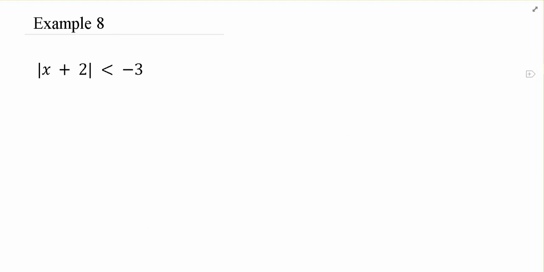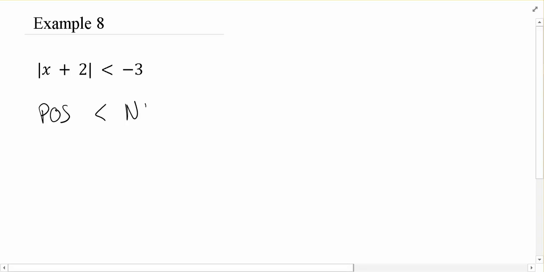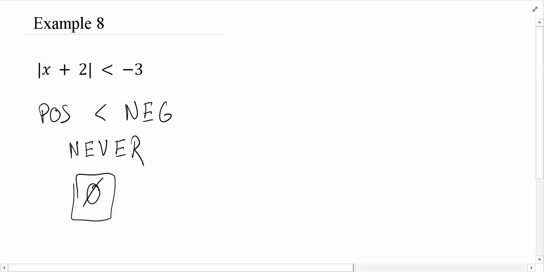Now, something similar happens if we have an absolute value less than a negative. Again, we have two separate approaches. We can take the common sense approach, which is to say, when are positives less than negatives? And the answer there is, of course, never, which means there is no solution here. Our answer is no solution because this can never happen. We can never have a positive that's less than a negative.